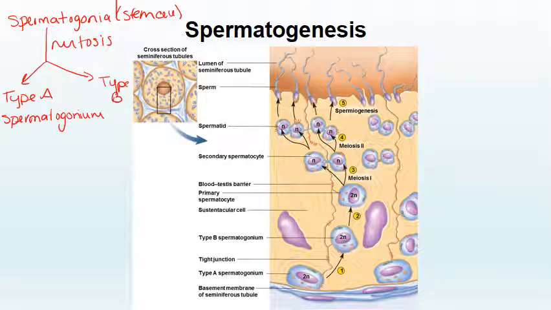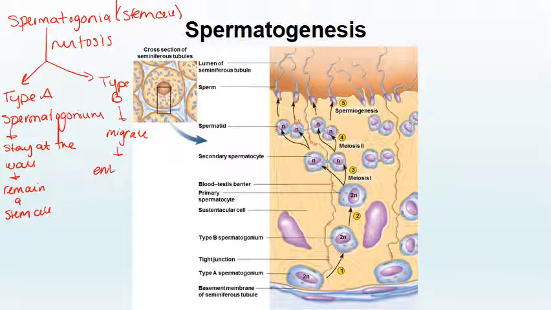The type A spermatogonium is going to stay at the wall of the seminiferous tubule and remain a stem cell. Okay, our type B spermatogonium is going to migrate inward. So it's going to migrate towards the lumen.